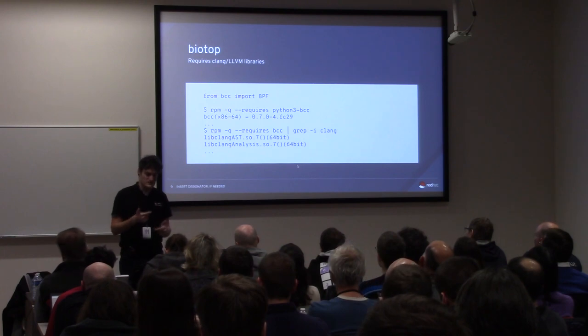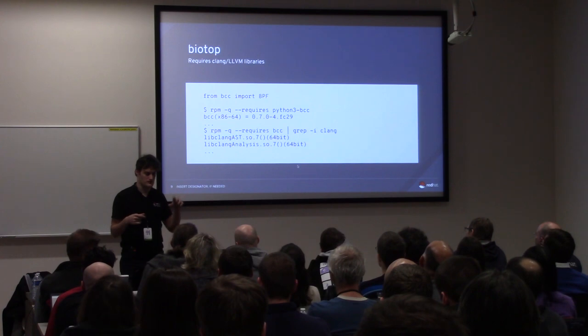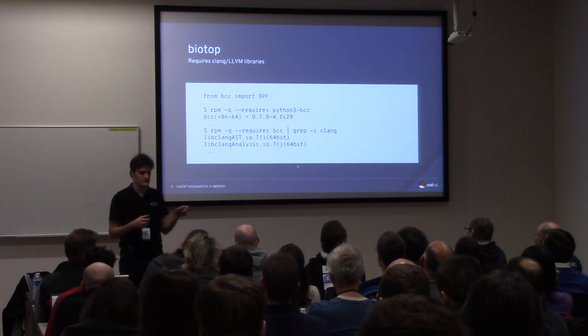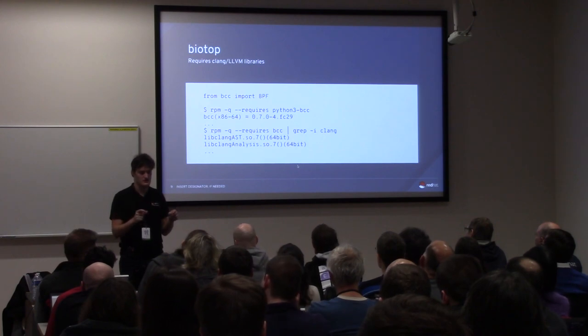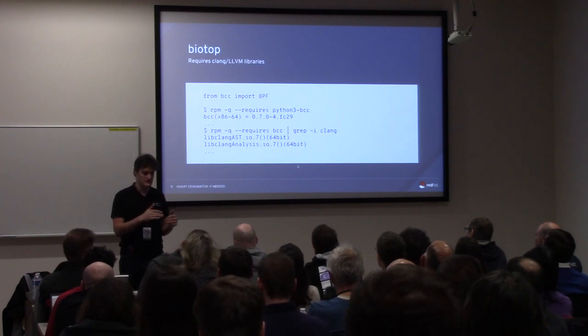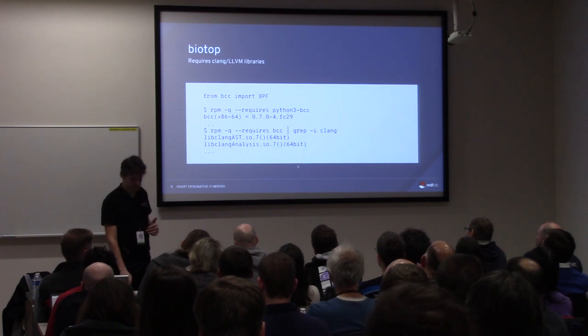So what's done with the C code is that there is another library, which I will talk about in more detail further on, called BCC. This library is actually using LLVM libraries to get its C code compiled into something we call BPF bytecode.